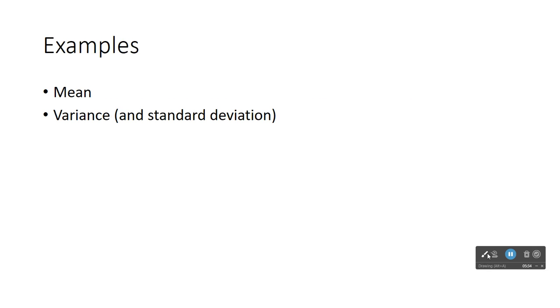Examples. We have two that we are going to learn more about. The mean of your random variable on a population and the variance of a random variable on a population will be parameters of that population.